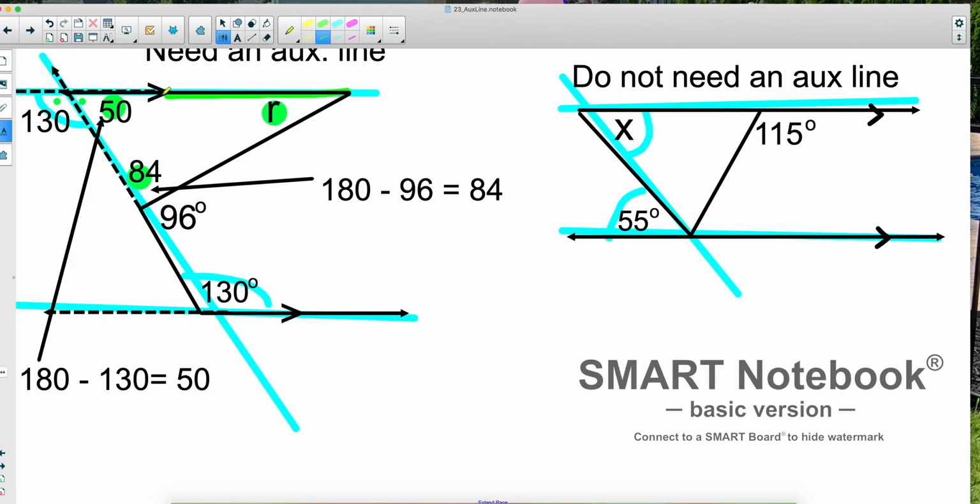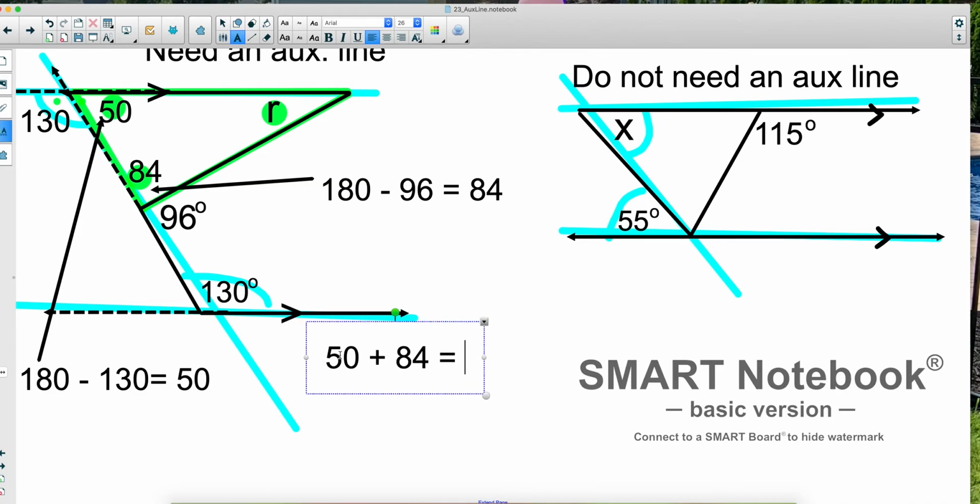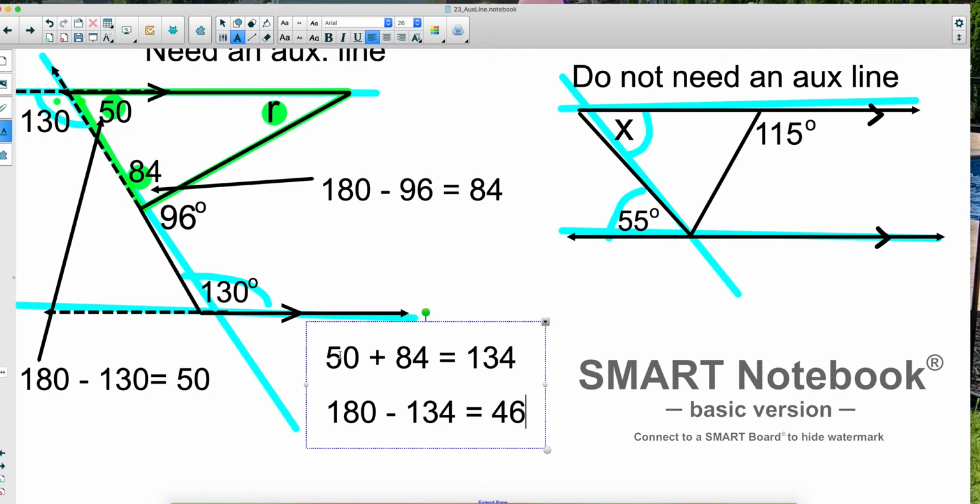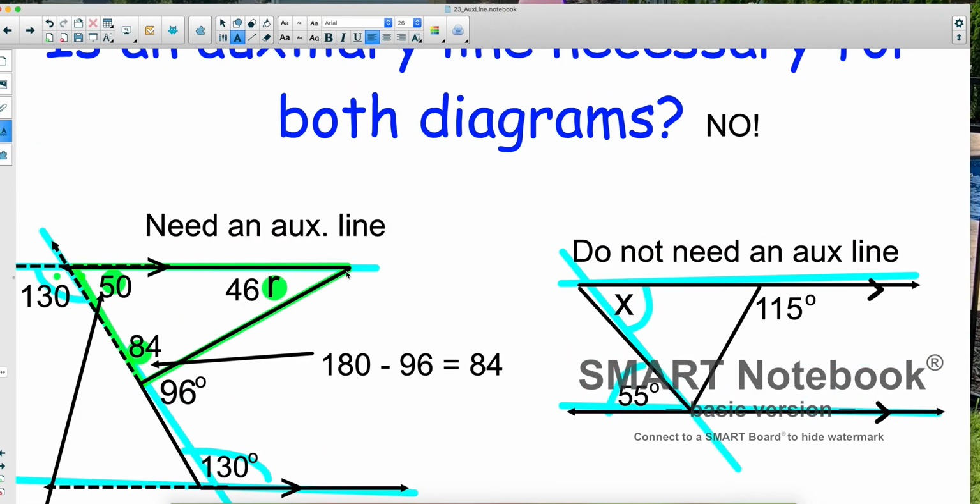I take a look, and here's my triangle. So a triangle must sum to 180 degrees. And if that's the case, I'm going to do 50 plus 84, and that gives me 134. And then I do 180 minus 134, right? And that gives me 46. So I know now that this angle has to be 46. There it goes. But I would have never been able to do this if I didn't add in this auxiliary line right here. Okay, so here's your two examples.